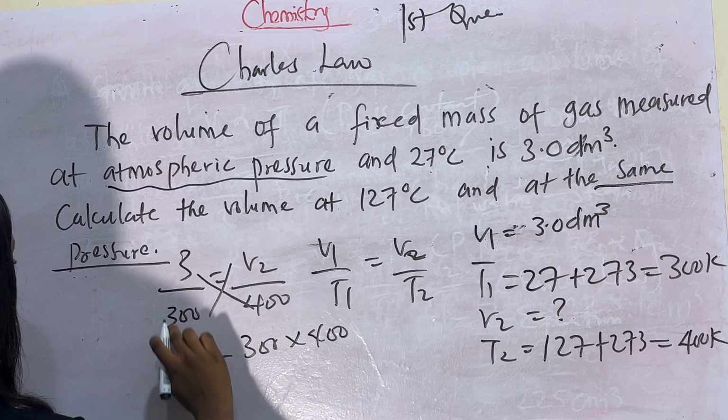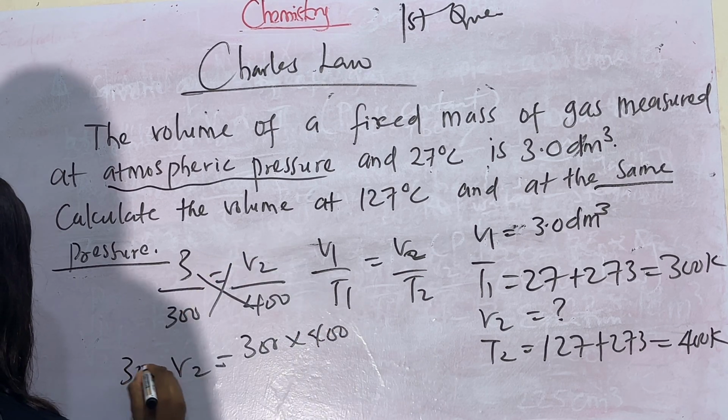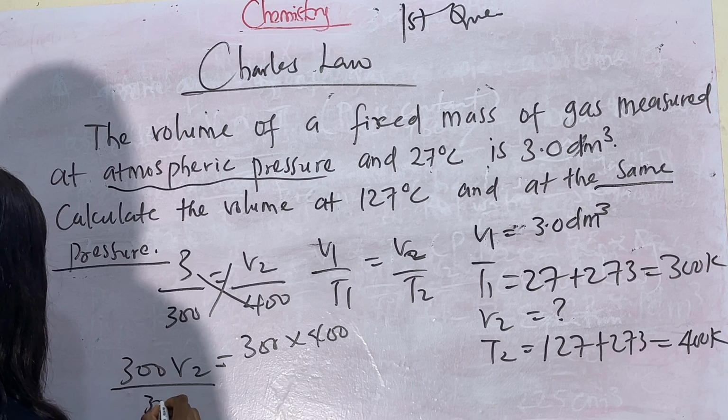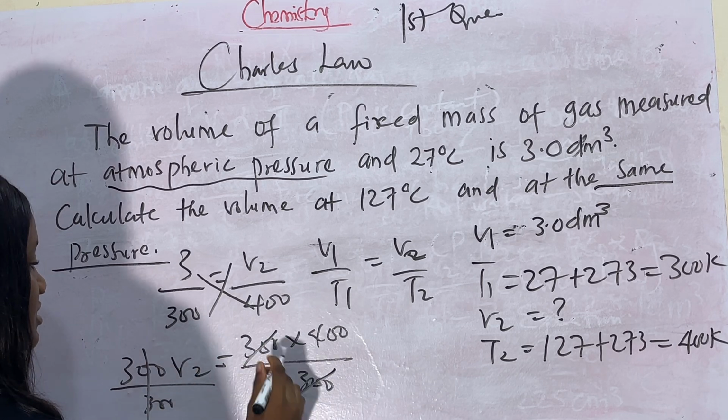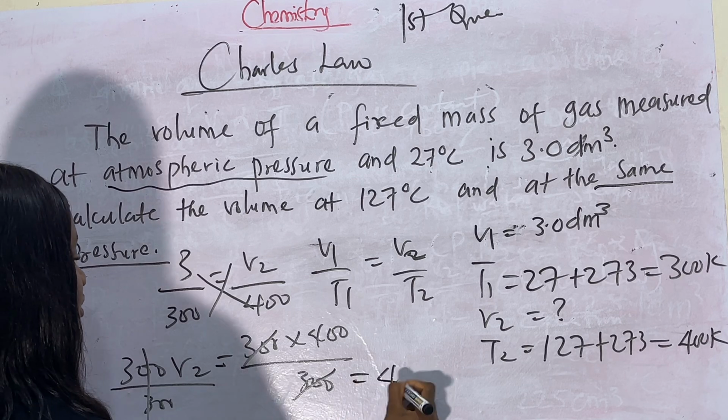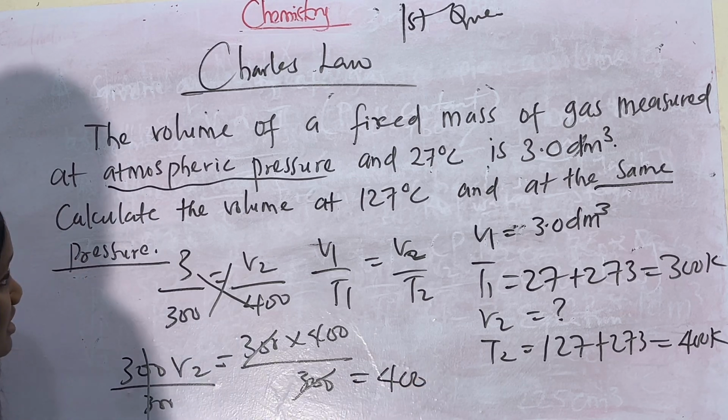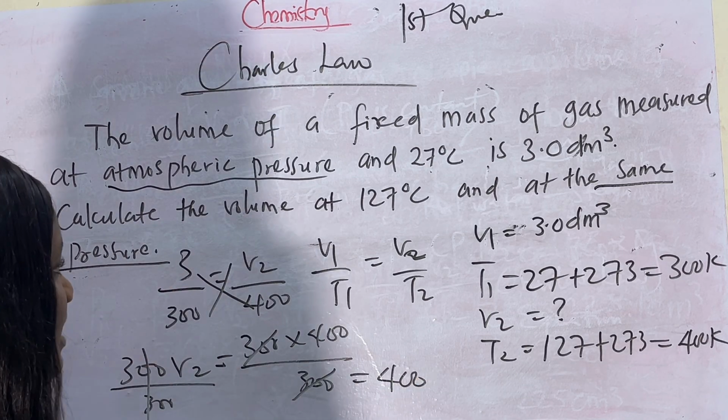If you multiply this, you're going to have 300 V2. This is already V2. So I'm going to divide both sides by 300. So cancel. V2 is equal to 400. Now remember we are told to calculate V2, right?